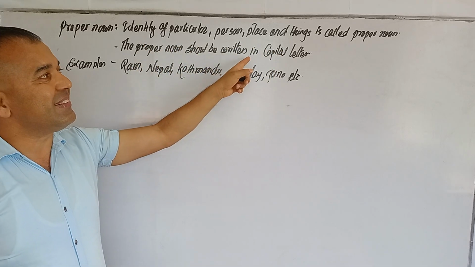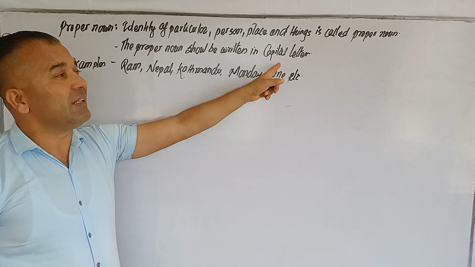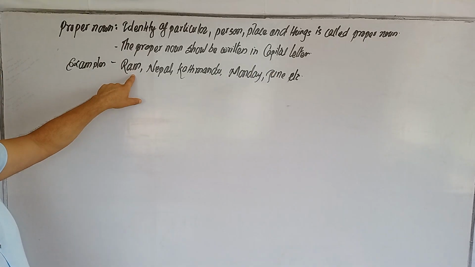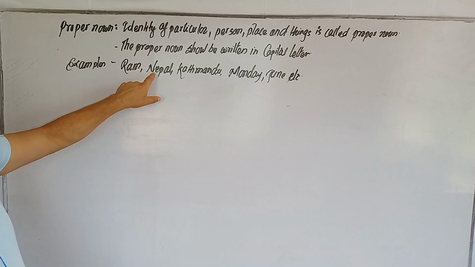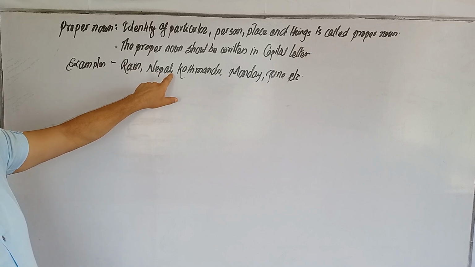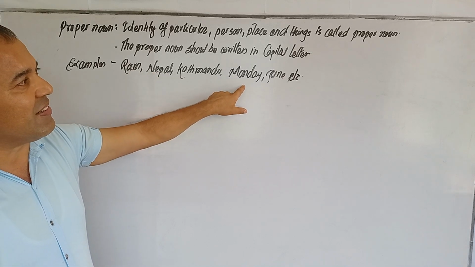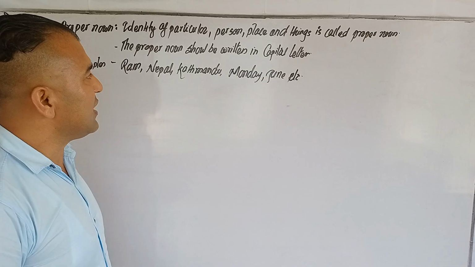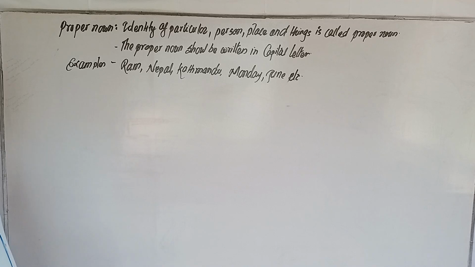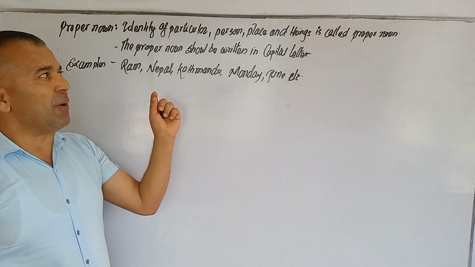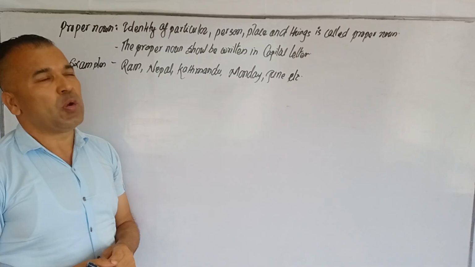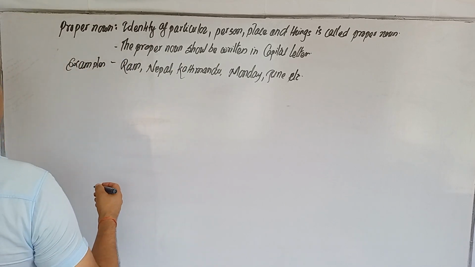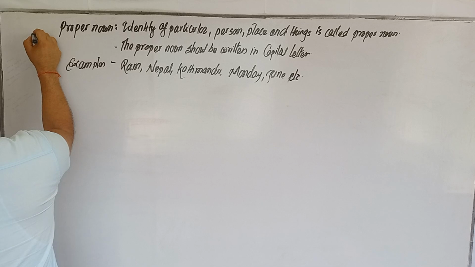Proper noun should be written in capital form to indicate this capital letter. Ram is the person, Nepal is the place, Kathmandu is the place, Monday is the date, and June is the thing. So the identity of particular person, place, and things is called proper noun. The proper noun should be written in capital form. Then number one is this.